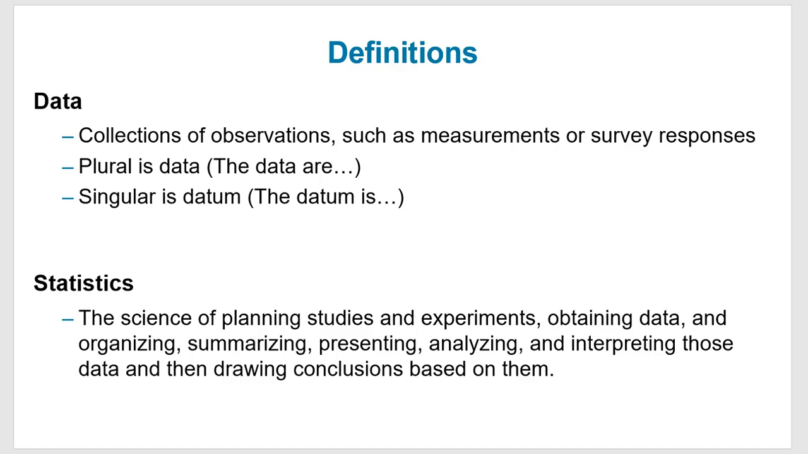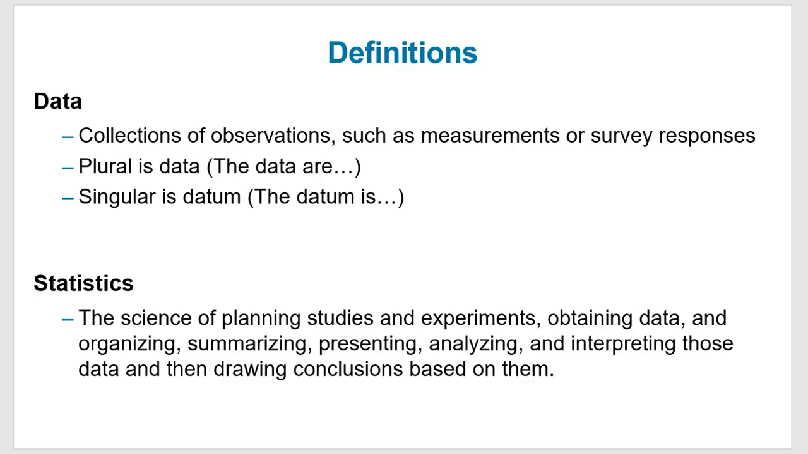So definitions, always very important when you're starting a course. Data. Data is just what we're collecting. Could be observations, measurements, responses from surveys. It could be just about anything, but it is whatever we are collecting. Data is plural. Datum is singular. I know that's nitpicky, but it's really important that you know the correct singular and plural forms of this word.